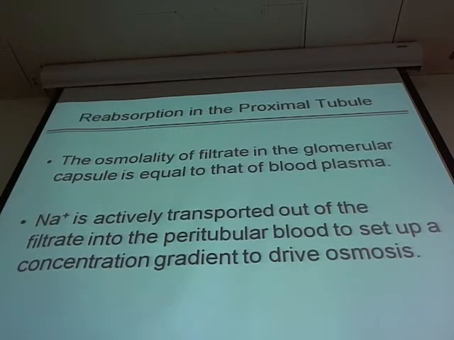Reabsorption in the proximal tubule. The osmolality of the filtrate in the glomerular capsule is equal to that when it goes out. If the osmolality is equal, what is it? Isotonic. Okay? Sodium is actively transported out of the filtrate into the paratubular blood to set up a concentration gradient.